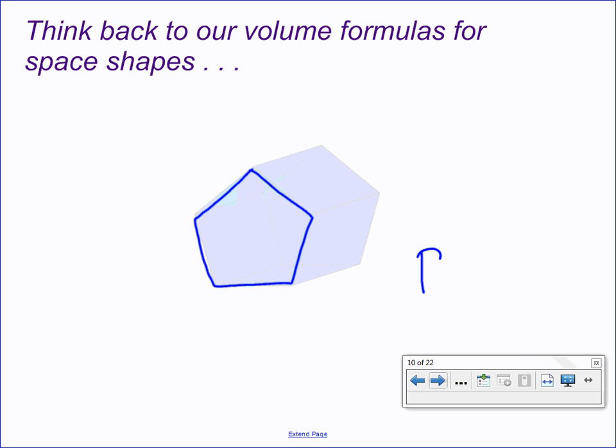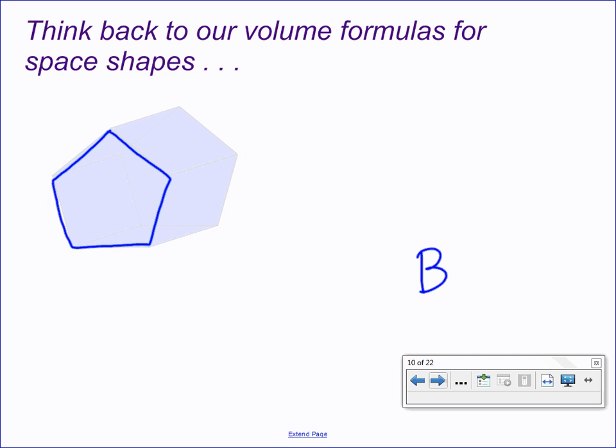But if we let this be B, then my volume will be given by that base area B multiplied by my height. This is exactly what we're going to do to find the volume.